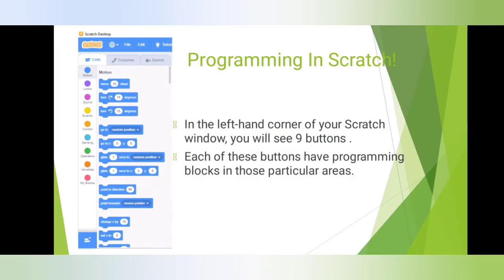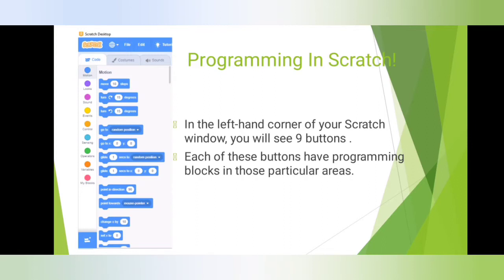Programming in Scratch. In the left hand corner of your Scratch window, you will see 9 buttons. Each of these buttons has programming blocks in those particular areas. Scratch is based on block coding. Coding is a form of programming language where the user gives instructions by dragging and dropping blocks. So we talk about block categories.